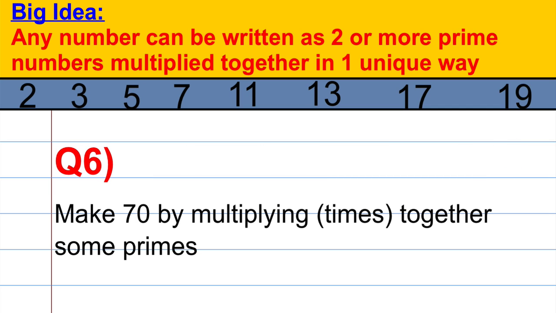Have another go. Question 6. Try and make 70 by multiplying together some prime numbers. Okay, 70. How did you find 70? Well, I thought it was 2 multiplied by 5 multiplied by 7 in this case, because 2 multiplied by 5 is 10, multiplied by 7 is 70, and that's the only way of finding it.